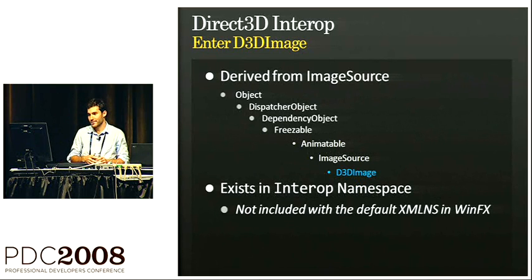So this D3D image class, we derived from image source, and we just stuck it right there. So it's pretty easy to use. It's not in one of the standard namespaces, though. It's in the interop namespace. Now this matters because it's not part of the default XML namespace that you get when you just load XAMLpad. You'll try to instantiate a D3D image, and you can't because it's not part of the default XML namespace. So you have to make sure your namespace is mapped properly.